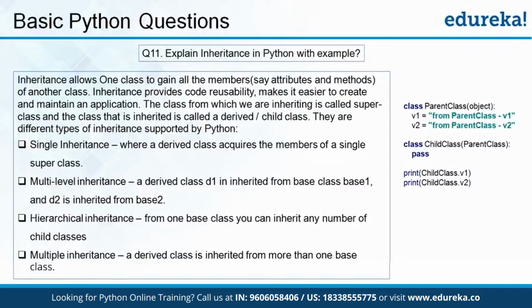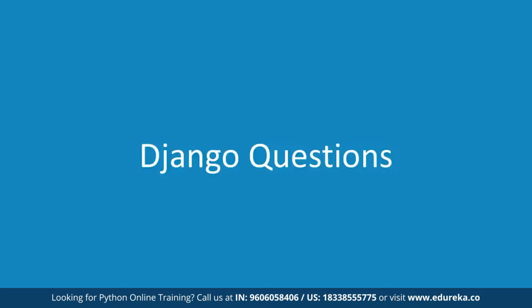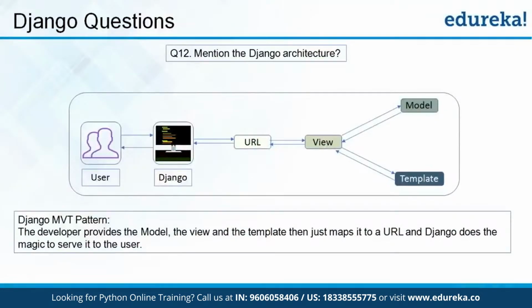Okay, moving on to the next part. It might not be relevant to everyone, but people who are moving into web application development and specifically to Django might find it relevant. Now, this is a question. So mention the Django architecture. There are various patterns which are available. You've got MVP, MVC, MVT. Now MVT is model, view, and template.